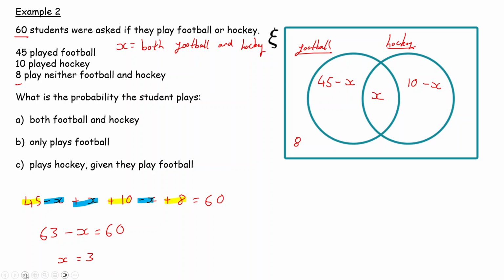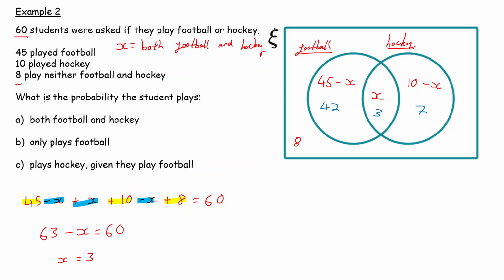Okay, so now knowing that, we can go and fill in our Venn diagram. Well, if X is equal to 3, this part here must be 3. We've got 45 take away 3, which is going to be 42. We've got 10 take away 3, which is going to be equal to 7. And let's check, is 42, add 3, add 7, add 8 equal to 60? Well, yes it is, because 42 add 8 is 50, add 3, 53, add 7 is equal to 60. Good. So, to account for not knowing how many play both, because in the previous question we did know both, here we don't, I've gone and called that one X. Okay, and hopefully that made sense working through it.